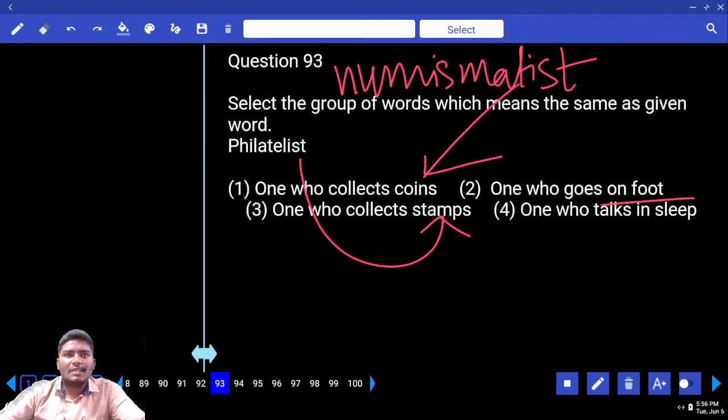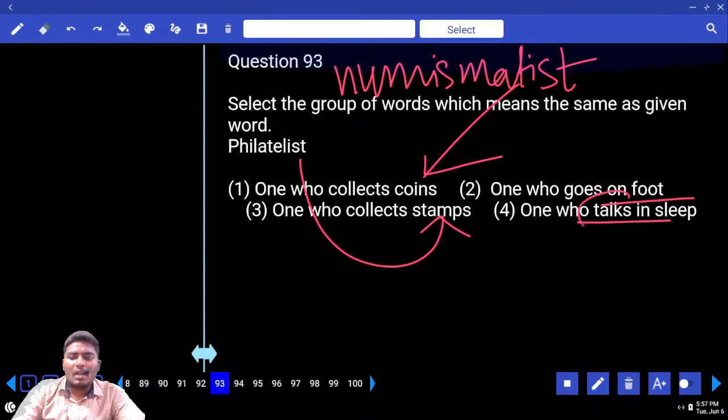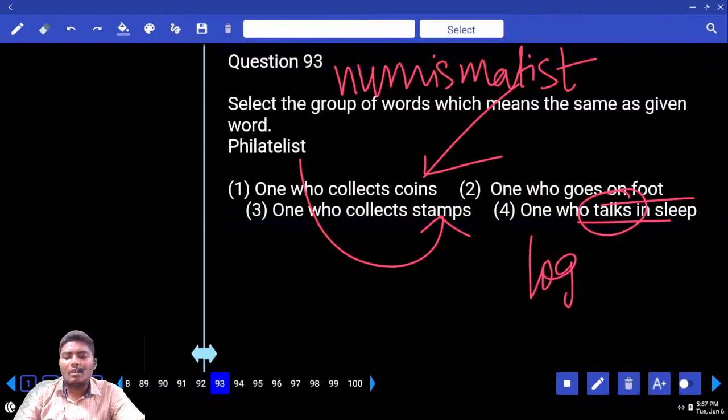A person who walks on foot. Who is he? Pedestrian. Pedestrian walking. What do you mean by ped? P-E-D. Ped means foot. One who talks in sleep. I gave you a shortcut for this. I don't know how many of you remember. In talking, I told you to remember the word locky. Do you remember that?